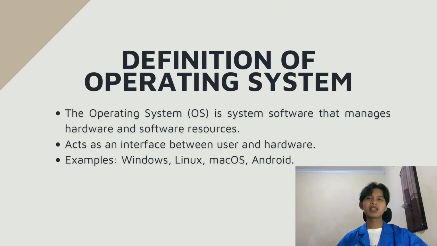And then, what is an operating system? An operating system or OS is a special type of system software. It manages the computer hardware and software resources. Basically, it acts as a bridge between us, the users, and the computer hardware. Some examples are Windows, Linux, Mac OS, and Android.